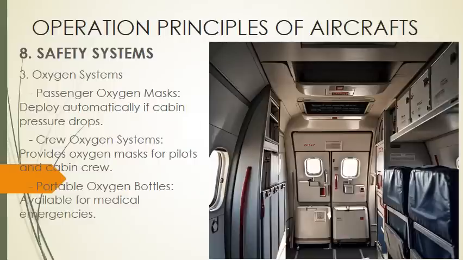Oxygen systems, that's number 3. Passenger oxygen masks deploy automatically if the cabin pressure drops, and the crew oxygen system provides oxygen masks for pilots and cabin crew, and portable oxygen bottles are available for medical emergencies. So there should be oxygen systems in the aircraft as part of the safety system, both for the passengers if the cabin pressure drops.